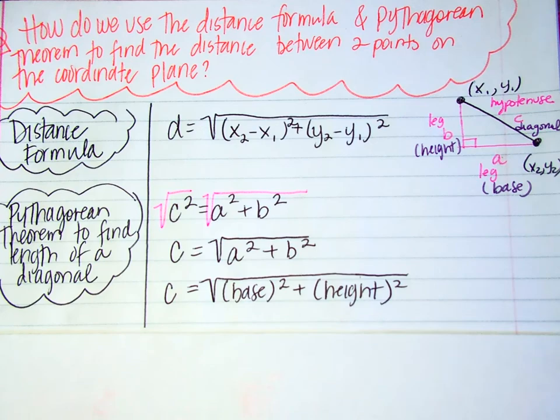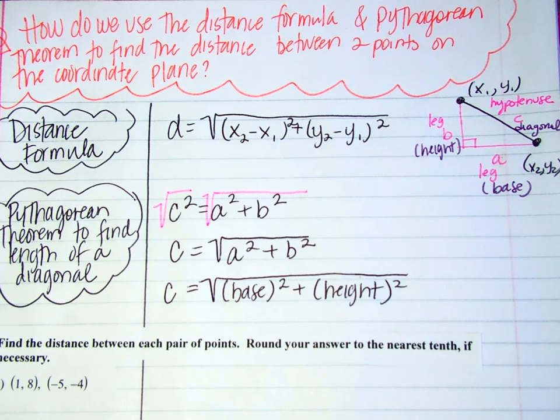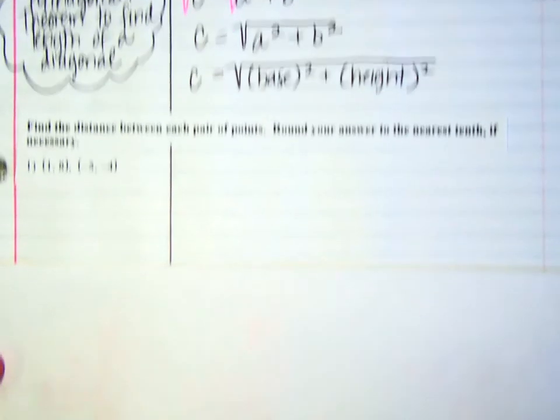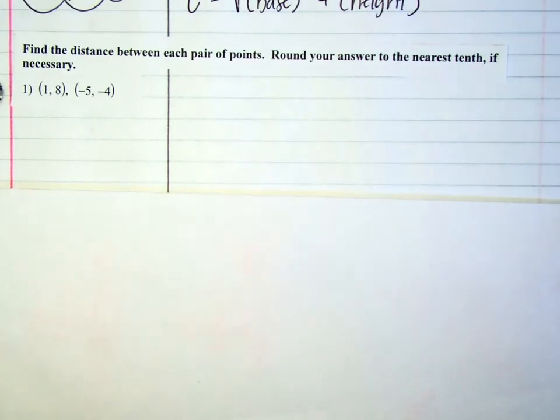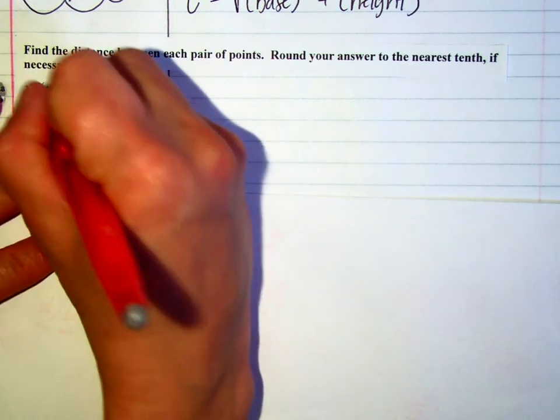Okay, so let's get started. We want to find the distance between each pair of points, and we want to round our answer to the nearest tenth if necessary. So I'm going to move this up. All right. Now, one very important thing when you're dealing with the distance formula is to label your points. So whatever you have, always label.